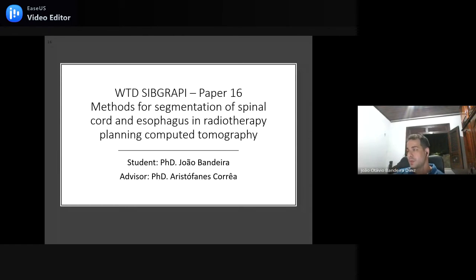Well, today I will present my paper that corresponds to my thesis. It's called Methods for Segmentation of Spinal Cord and Esophagus in Radiotherapy Planning Computed Tomography. My name is João Monteiro. My advisor is Aristófanes Correia. First, thanks, and sorry for any errors in English during the presentation. So let's start.